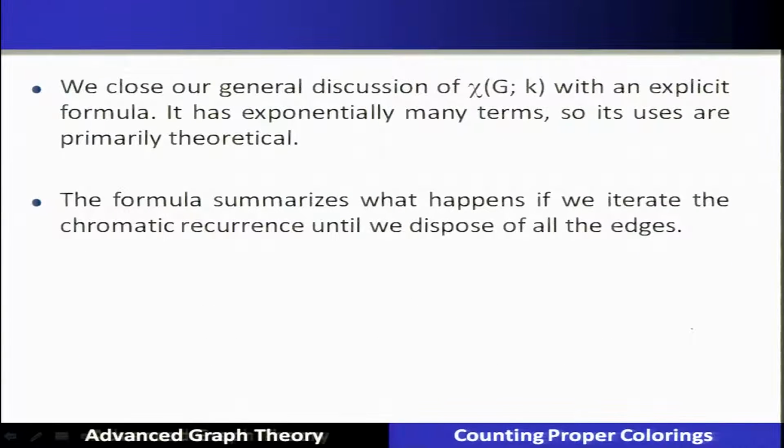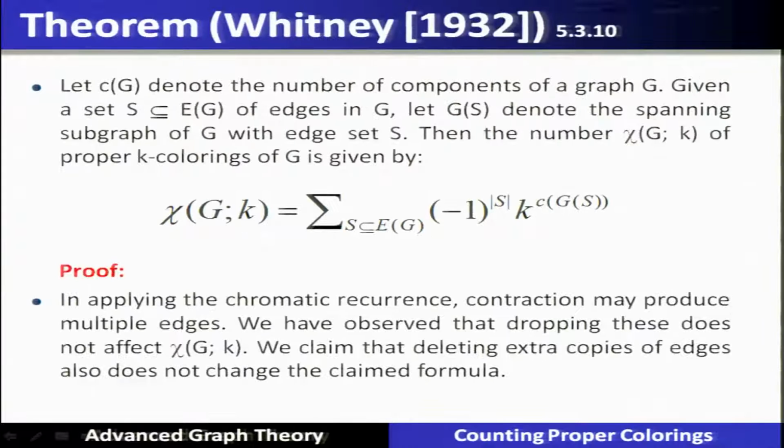So, we close our discussion of chi of G comma k, that is the enumeration of the colorings of a graph G with given color k, with an explicit formula. It has exponentially many terms, so its uses are primarily theoretical. The formula summarizes what happens if we iterate the chromatic recurrence until we dispose of all the edges.